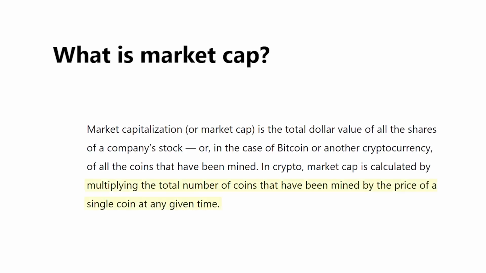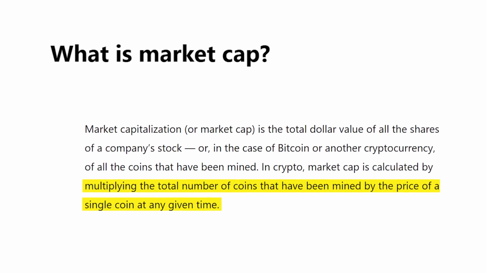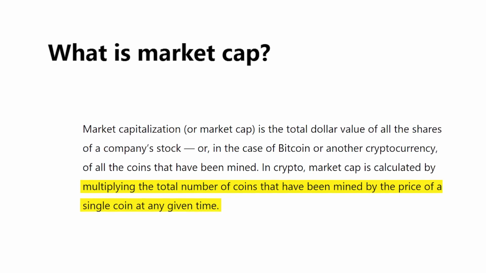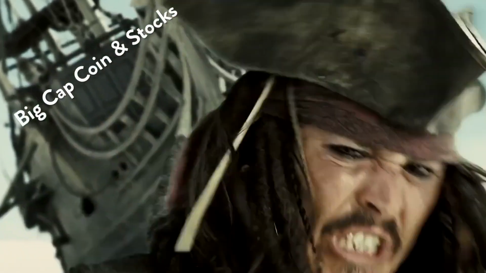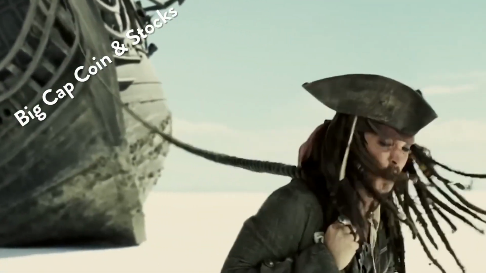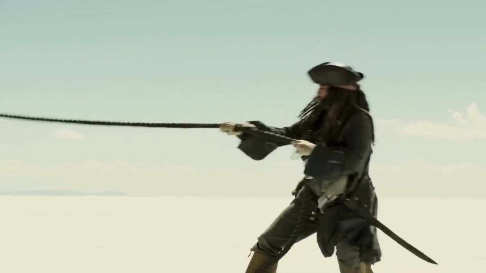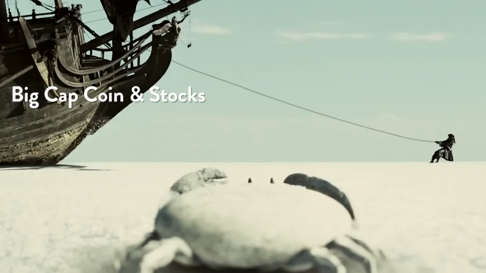Something else to take into consideration is market cap, which you get by multiplying the current price of your crypto or stock with the total supply of the crypto or stock. Big cap coins and stocks tend to be more stable because large volume trades have less of an impact on their prices. It's hard to move a big ship.